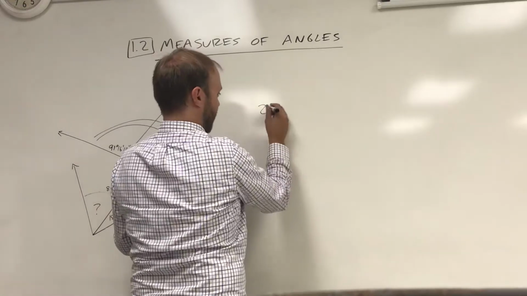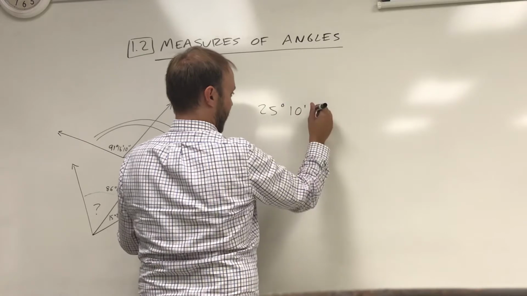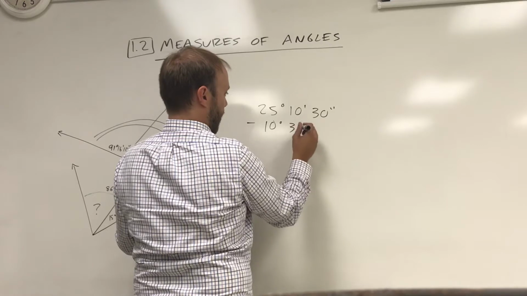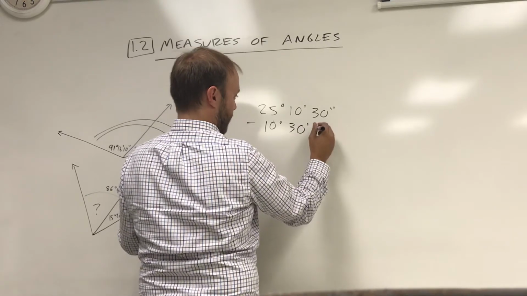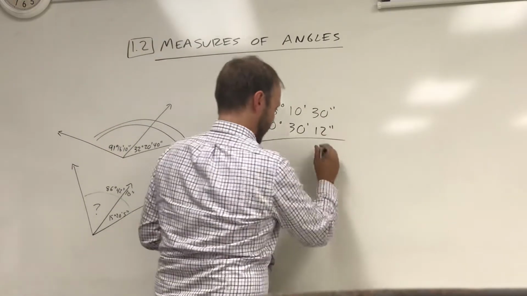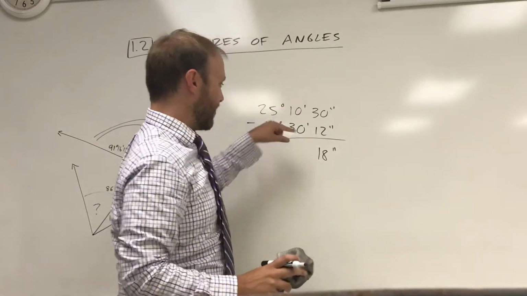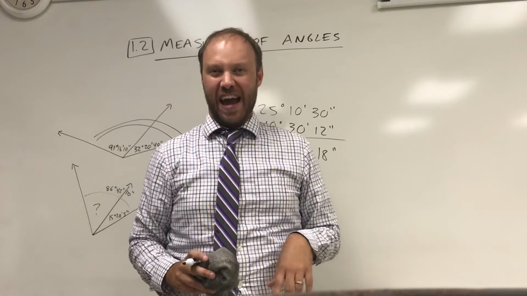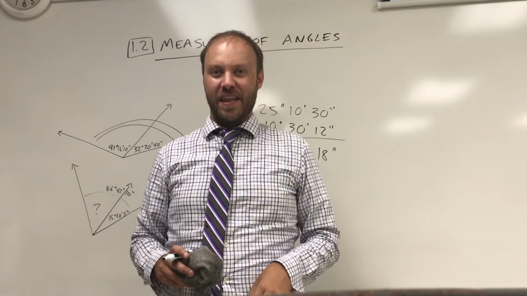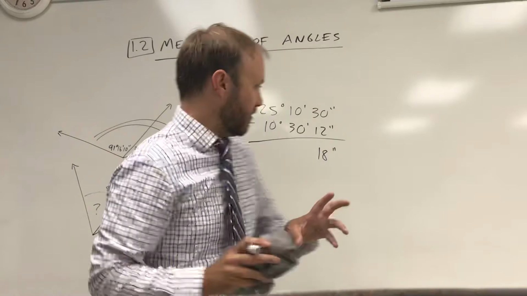Say I had something like 25 degrees, 10 minutes, and 30 seconds, and I wanted to subtract 10 degrees, 30 minutes, and 12 seconds, okay? So you say 30 minus 12, that's 18. Everything looks good. And then you run into this problem. 10 minus 30 is negative 20, okay? I don't want to have some number of degrees, a negative number of minutes, and a positive number of seconds.